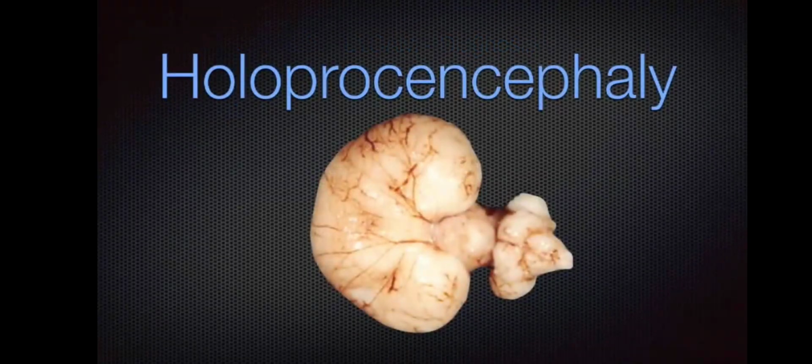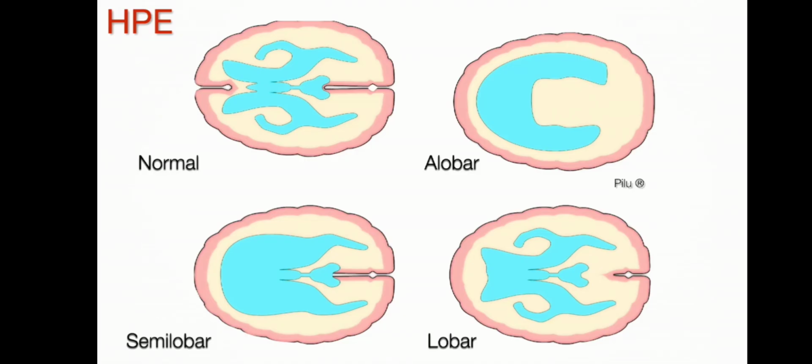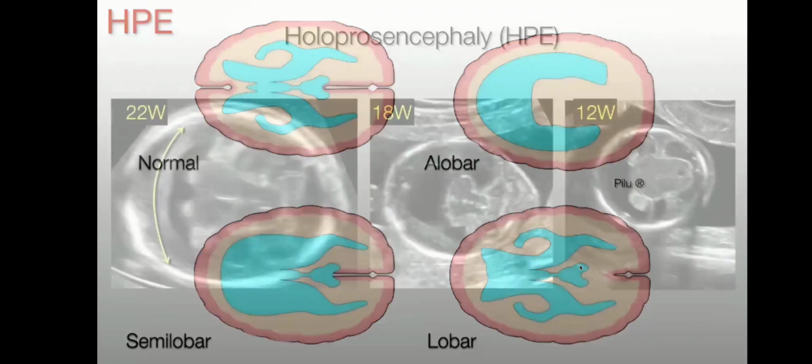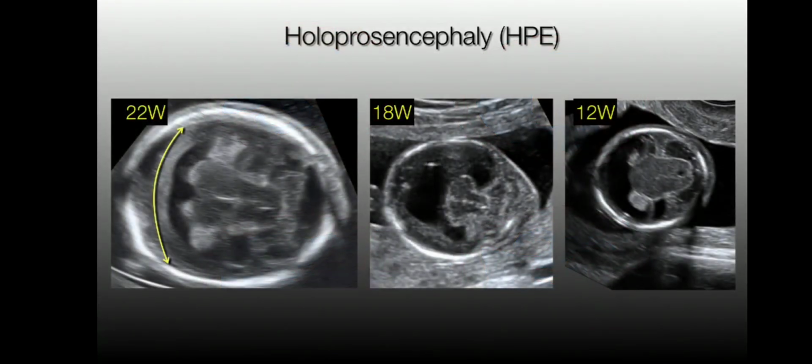Now we come to holoprosencephaly. Is there anything new to report on? These are the typical images drawn by Gianluigi Pilu and Philippe Chaoui. We have the alobar, the semilobar, the lobar, and the interhemispheric variant, which is not shown here. We know the diagnosis is straightforward. At 22 weeks we can make it, here at 18 weeks. This was a case of triploidy, and this is a case of trisomy 13 at 12 weeks, and we can go even earlier.